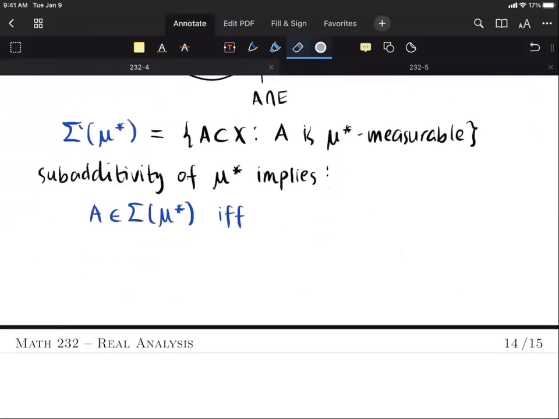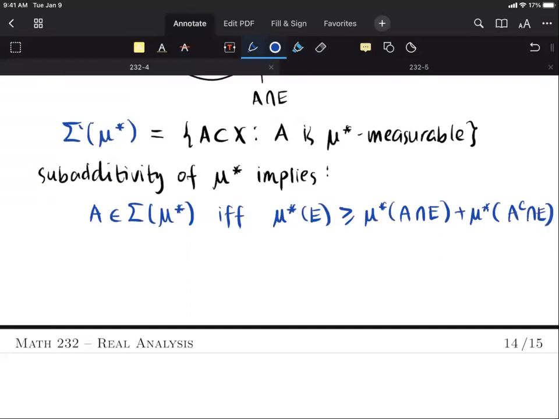Hence, to establish measurability, we only need to verify one inequality, and that is the outer measure of the test set E to be greater or equal to the outer measure of the set A intersection E plus the outer measure of the set complement of A intersection E, for all E which is a subset of X. And in fact, it is enough to verify this in the case where the set E has a finite outer measure, because if it is infinite, then this inequality is trivially satisfied. So that's an alternative definition of measurability.